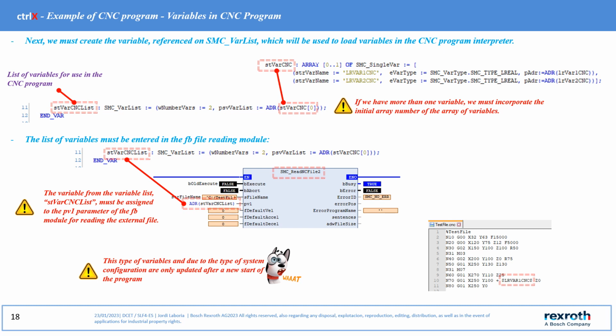Next, we must create the variable using SMC var list that we will use to load the variables in the CNC program. If we have more than one variable, we can introduce the value of the initial array in the structure. This generated structure should be incorporated into the file reading if b. This type of variables, however, are only updated after a new start of the program.